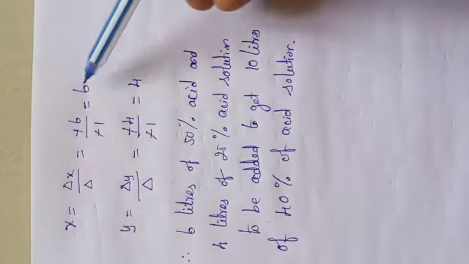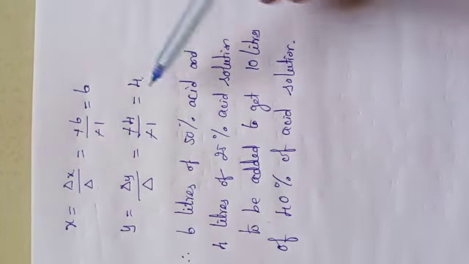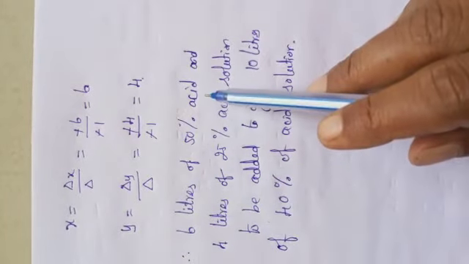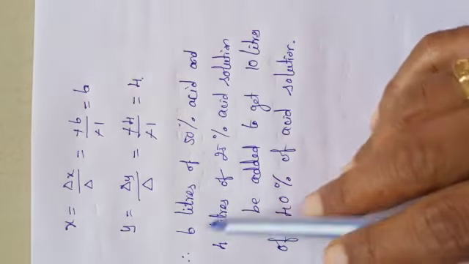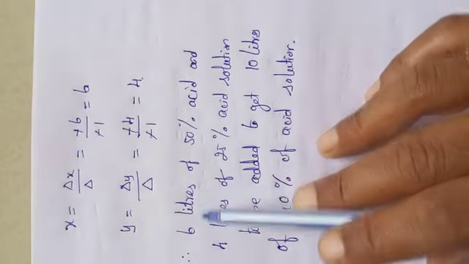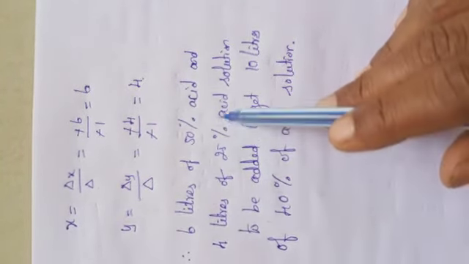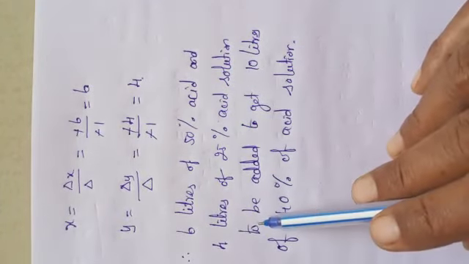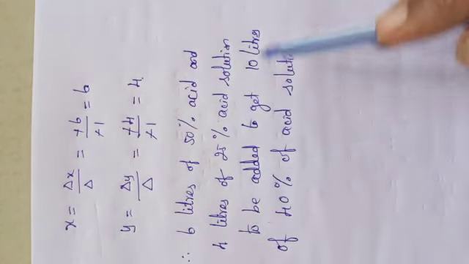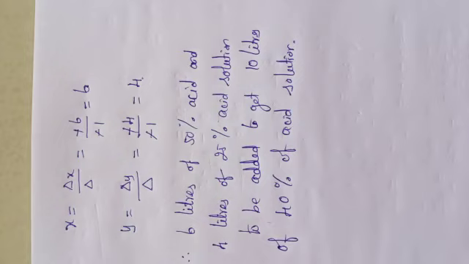See, in total we are now getting 6 plus 4, 10 liters, isn't it? X is the 50% acid solution and Y is the 25% acid solution. That's why I have written 6 liters of 50% acid and 4 liters of 25% acid solution to be added to get 10 liters of 40% acid solution. Are you all understood? Okay. Shall we move to the next problem?